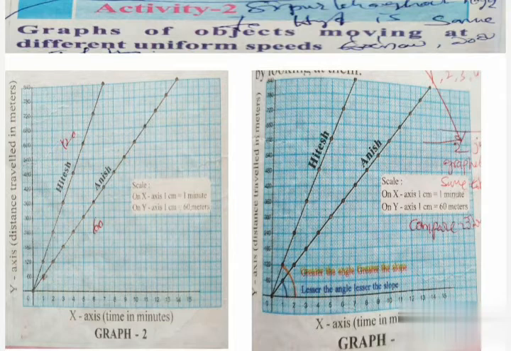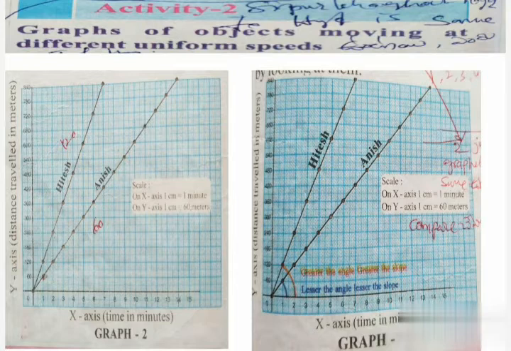If the graphs of two uniform motions are given, just by seeing the graph, who is moving with greater speed, that we can say. So how can we say? We should look at the angle that the two graph lines make with the x-axis. Whose speed is greater? To know that, we should see the angle that the two graph lines make with the x-axis.